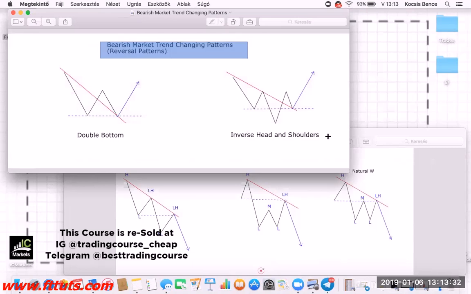The inverse head and shoulder, you have a left shoulder, you have a head, and after the price breaks the trend line and it makes the retest on the trend line and it creates the same lows, where you can find the left shoulder on the other side. So the price continues to the upside.